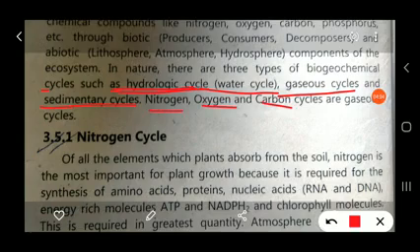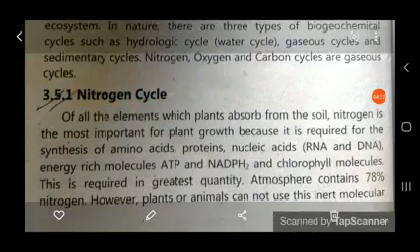Nitrogen, oxygen, carbon cycles are also gaseous cycles. Now first, the important one here is the nitrogen cycle. We can see here the nitrogen cycle.